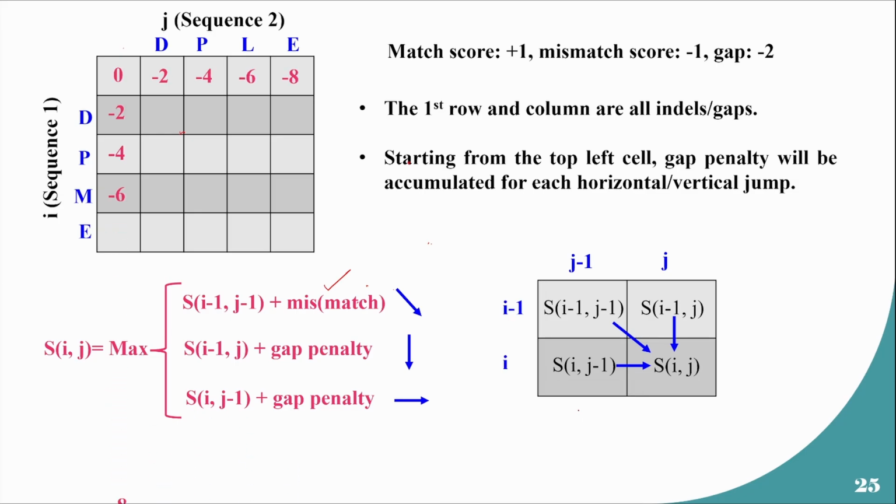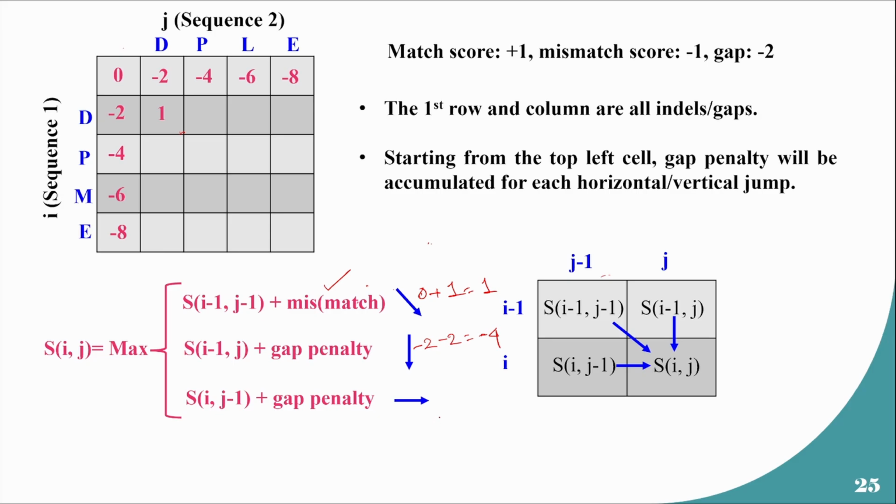The top row and the left-hand side column indicate accumulating gap penalties. In this particular case, if we trace the diagonal path, it will be 0 plus 1 because we have a match, equals 1. If we jump from the i minus 1, j position, the vertical arrow, this is considered a gap penalty, so the starting value of -2 accumulating with another gap penalty will be -4 total.